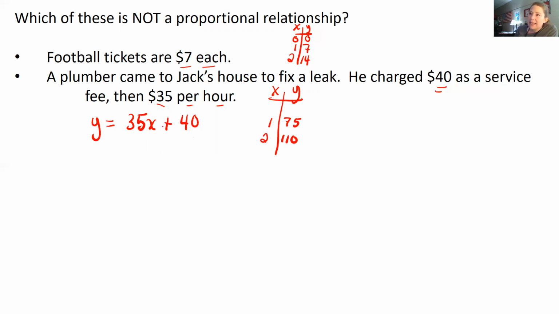And let's just pretend that he came to our house and he spent less than an hour, 0 hours. Well, obviously, if he didn't do any service, he probably wouldn't charge you. But anyway, if I plugged 0 into this equation, 35 times 0 is 0, but 0 plus 40 is 40. So does this follow all those rules? It does not, because it would not go through 0, 0 on a graph. So this one is not a proportional relationship.